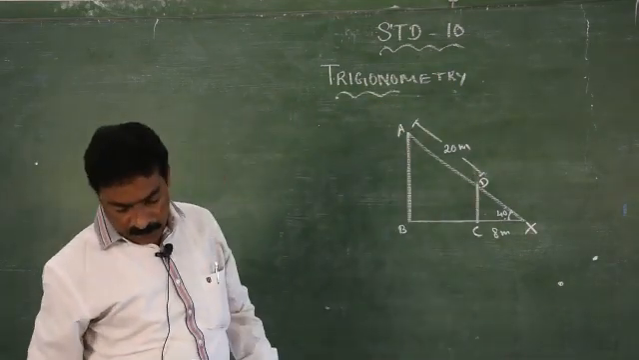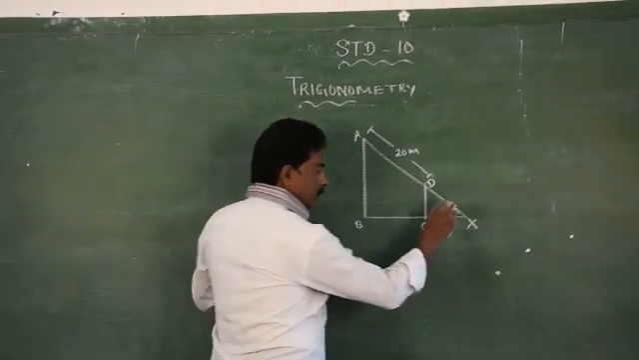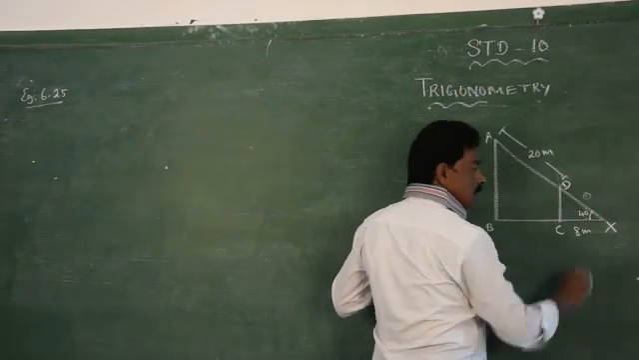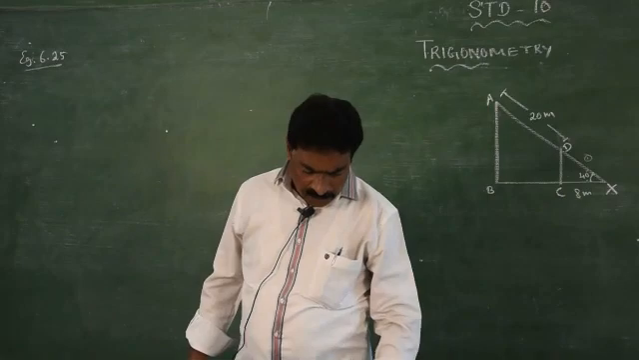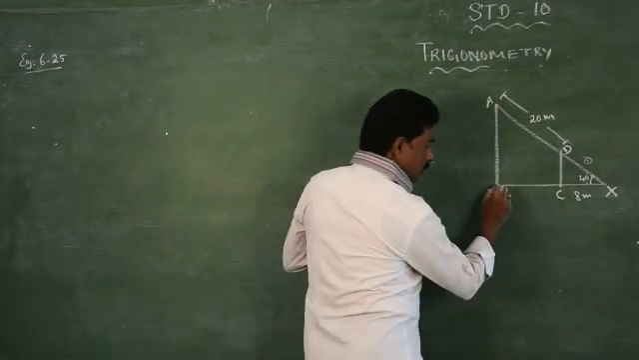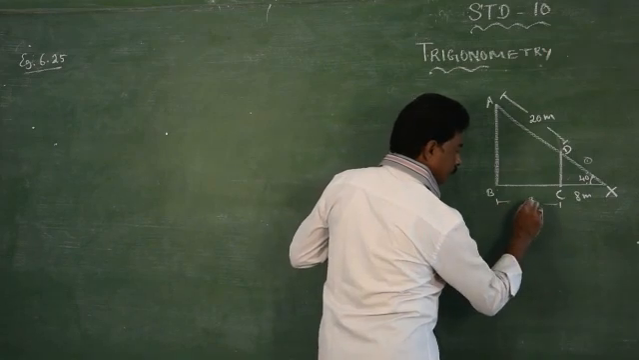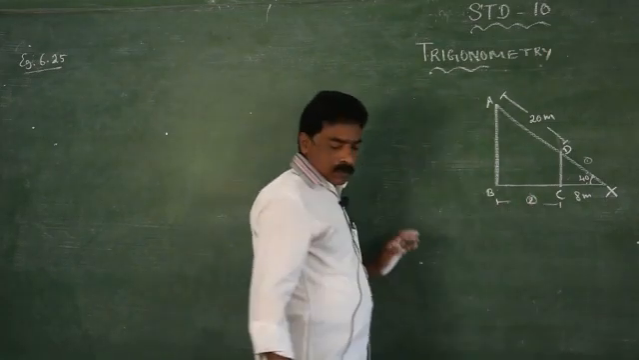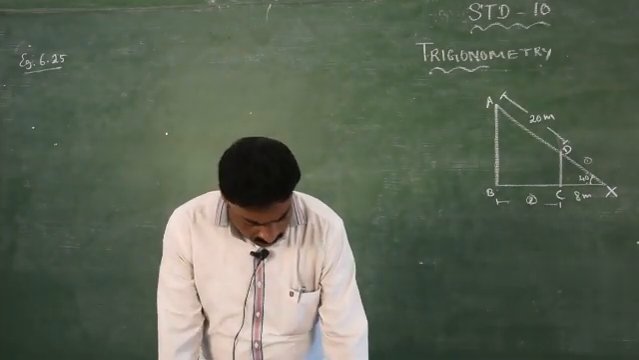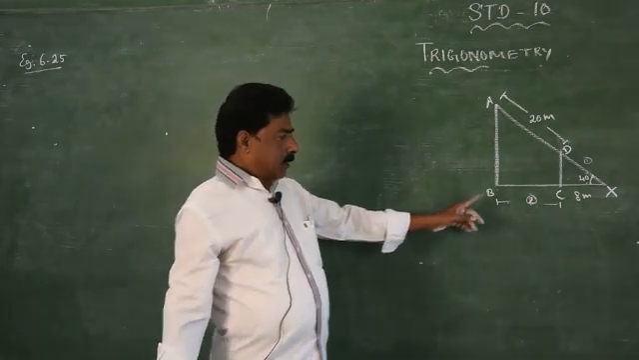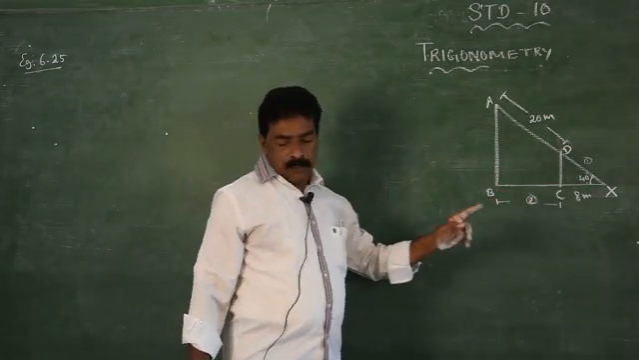First question, you have to find the distance between X and the top of the smaller tree. So this you have to find, XD. The second one, horizontal distance between the two trees. Horizontal distance between the two trees means this one you have to find. So for that, if you look, we have two triangles. XCD is one triangle, XBA is another triangle.